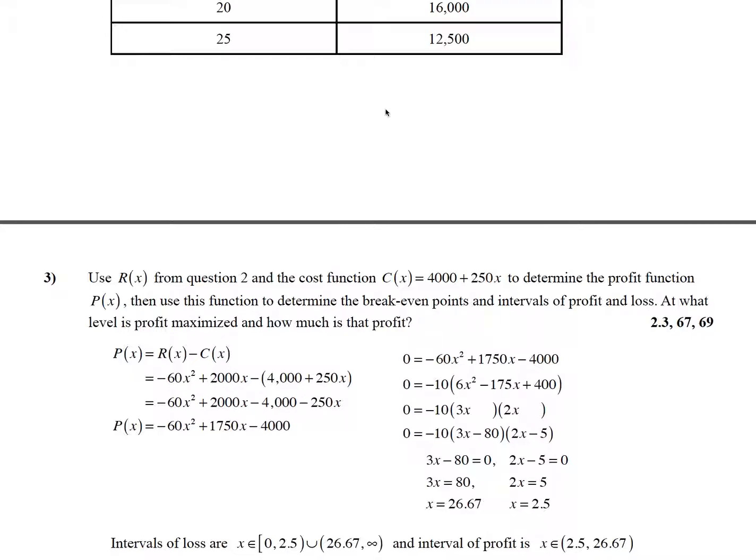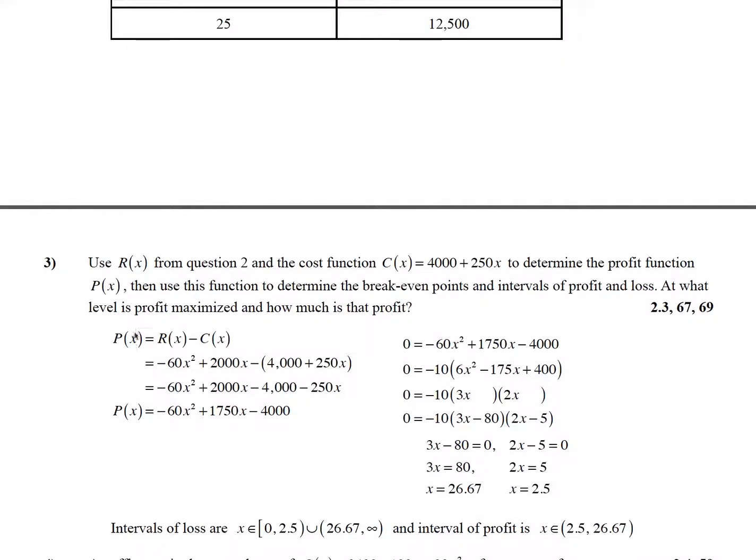And so it asks us to use that revenue function and this cost function to determine a profit function. And then we will find the break-even points and the intervals of profit and loss from that. And then we're asked at what production level is profit maximized and how much is that profit? Well, a profit function comes from revenue minus cost. How much are you taking in minus how much are you spending making the product in question?